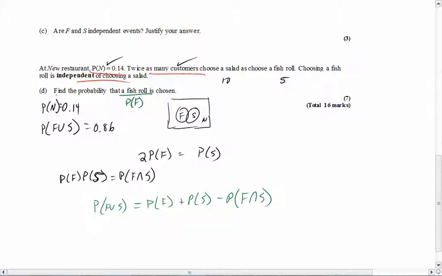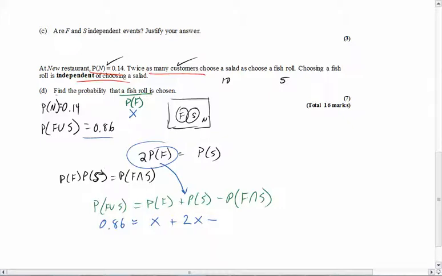What I'm going to do then is make that X. P of F is going to be X. So anywhere I see P of F, that's going to be X. I'm going to fill in whatever I can. The probability of F or S was right here, so that's 0.86 equals, there's the probability of fish roll, so that's X. Now here's the probability of a salad, but we know that the probability of salad is 2 times PF. And PF is X, so that's 2X. And then I've got minus P of F and S.